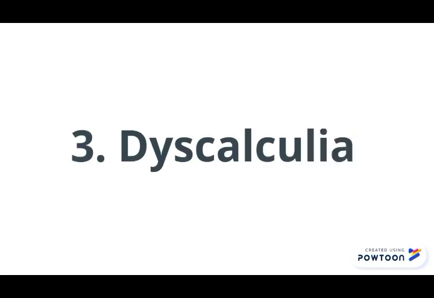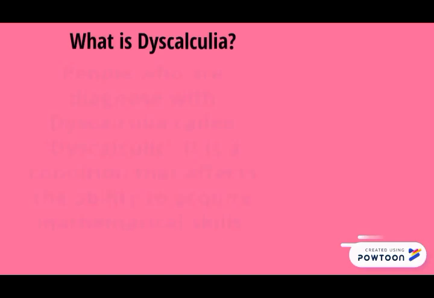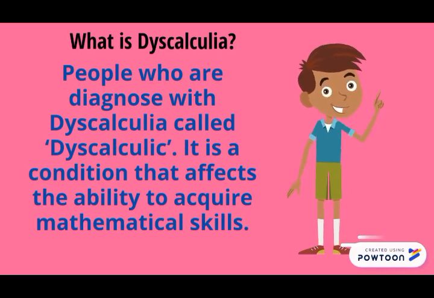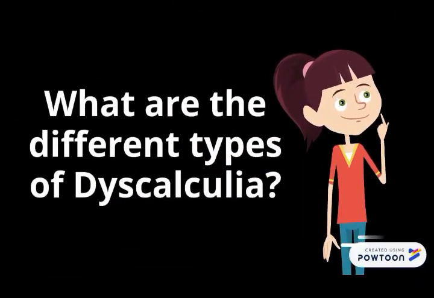Dyscalculia. What is dyscalculia? People who are diagnosed with dyscalculia are called dyscalculic. It is a condition that affects the ability to acquire mathematical skills. What are the different types of dyscalculia?